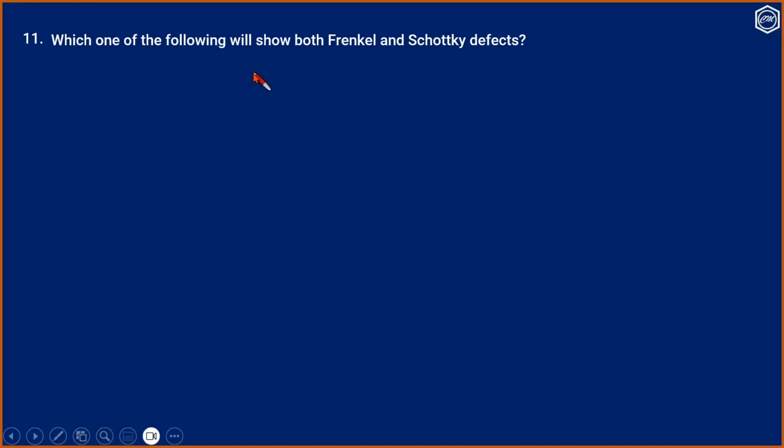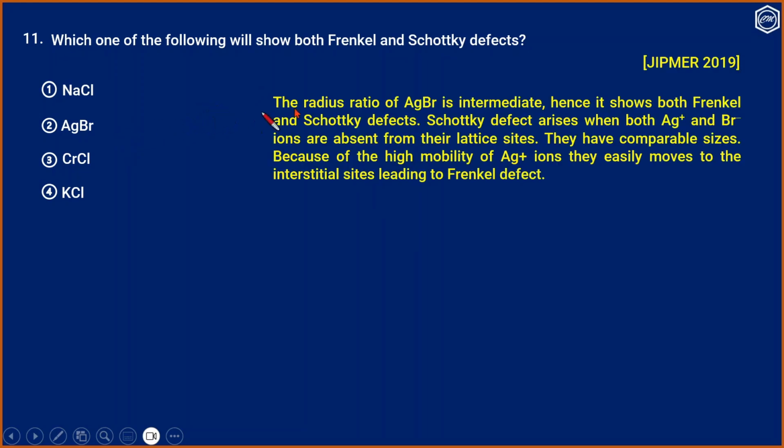Which one of the following will show both Frenkel and Schottky defects? Sodium chloride, silver bromide, chromium chloride, potassium chloride. And we know that silver bromide shows both Frenkel and Schottky defects. The radius ratio of silver bromide is intermediate. Hence it shows both Frenkel and Schottky defects.